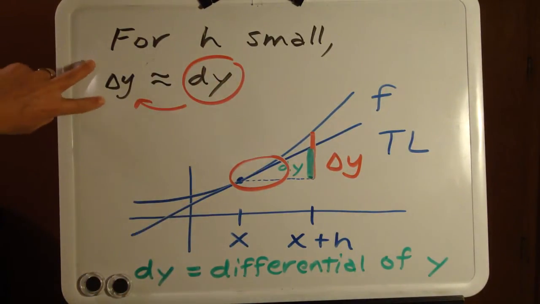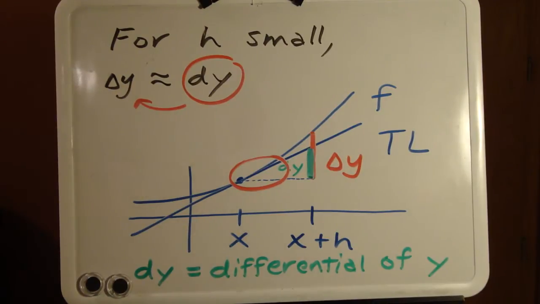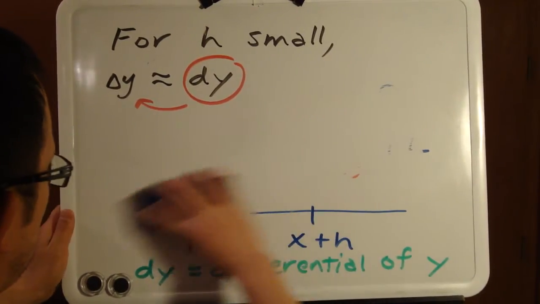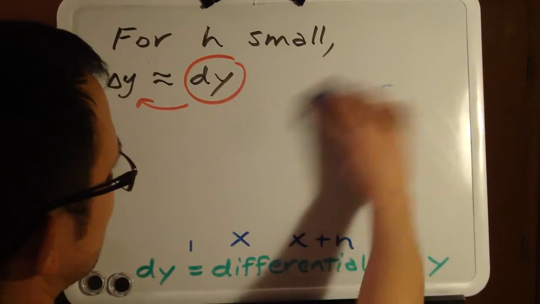Computing the actual change in the function can sometimes be cumbersome. But computing the change in the tangent line is a fairly straightforward thing, especially if the h value is very, very small. So we'll take a minute here just to talk about how we calculate this thing dy, and then we'll look at an example of this.